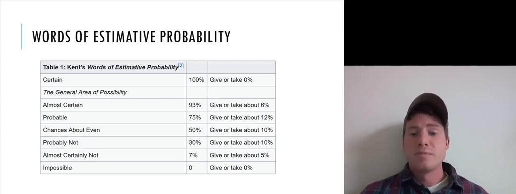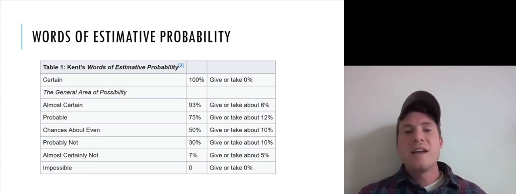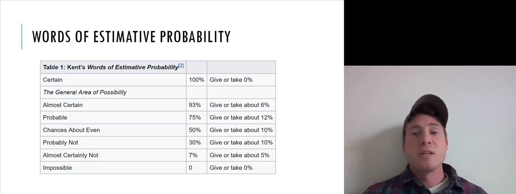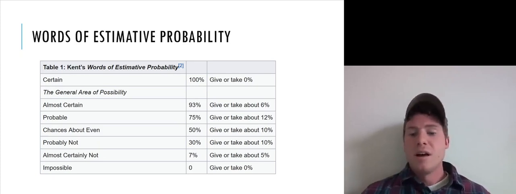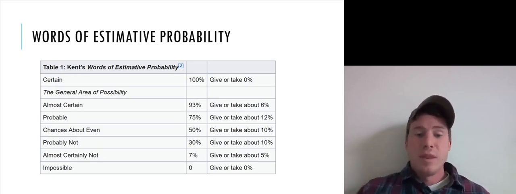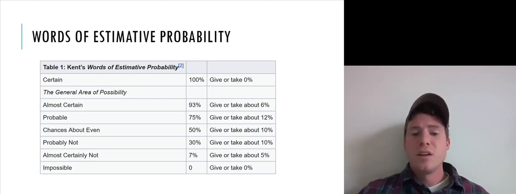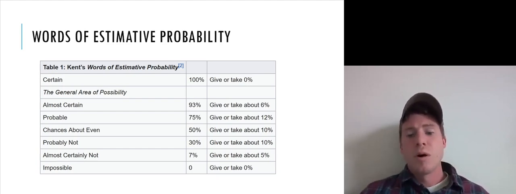vague terms, right? So, for example, certain, we say that means 100% probability. Almost certain, we say is 93% probability, give or take about 6%. So we're giving it there an interval, right? Interval from 87 to 99%. So we're giving it some more precision. Probable, 75%, give or take 12%. Chances about even, 50%, give or take 10%, and so on. Right? So this is helpful for the intelligence community because it makes clear what we mean by probable or probably not, right?